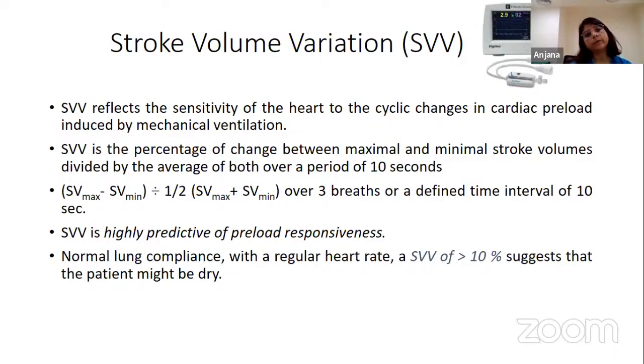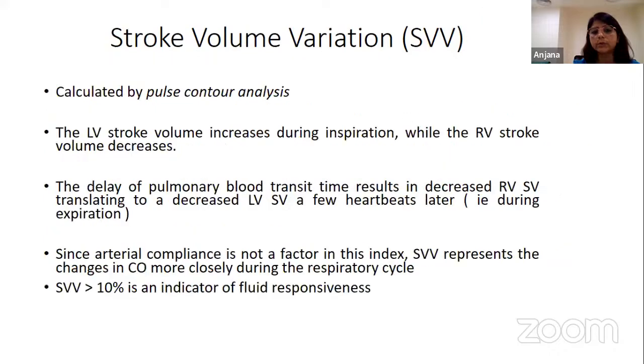Now SVV means stroke volume variation. It reflects the sensitivity of the heart to the cyclic changes in the cardiac output induced by mechanical ventilation. It's a percentage of the maximum and minimal stroke volume, averaged over a period of 10 seconds. Again, SVV more than 10% means the patient may be dry, so it's highly predictive of preload responsiveness. I think I have explained this already. Basically, these three things you can see in a mechanically ventilated patient.